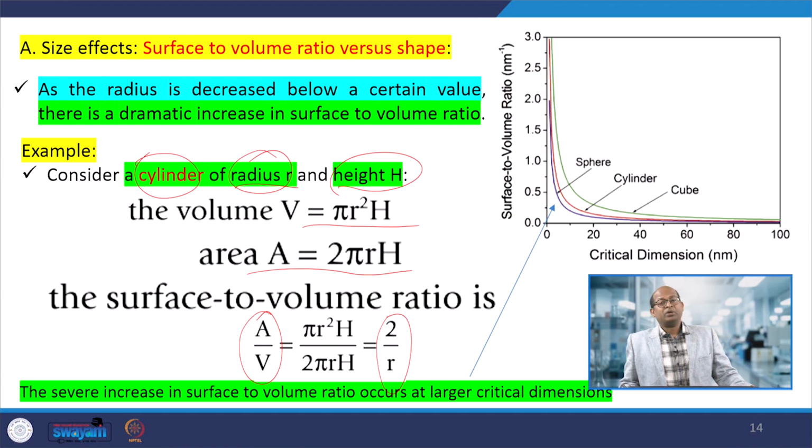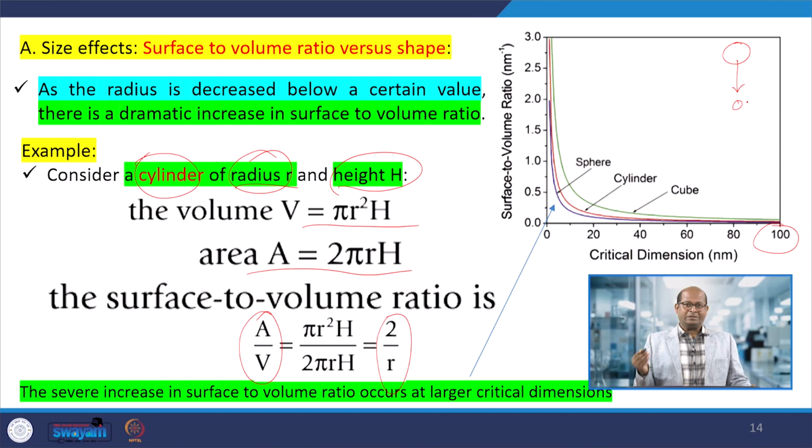Here, if we compare the dimensions of the particles, we see that if we decrease the diameter, radius or length, then for spherical, cylindrical or cubical particles, whatever the particular shape we have converted from bulk materials into nanomaterials, the ratio changes.